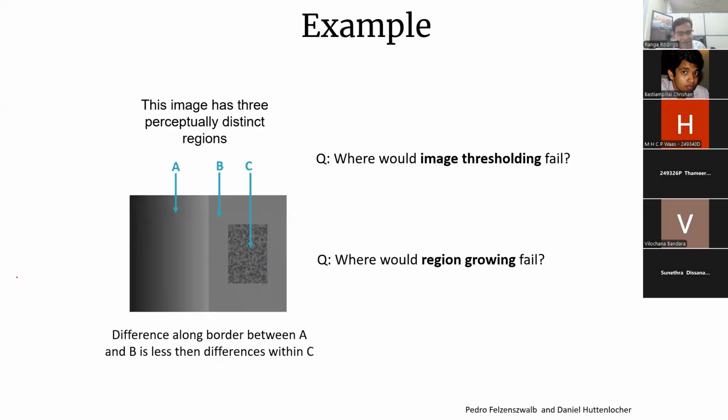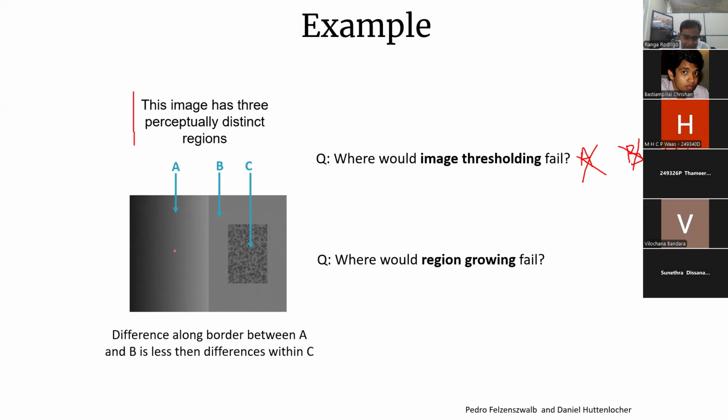We'll do a brief problem and see. This image has three perceptually distinct regions: region A, B, and C. Where would image thresholding fail? Will it be able to segment out region A? No, right? Region A is not possible because it has shading. Region B, no, because similar colors are there in region C also. B also cannot be segmented. Region C, not possible because it cannot be defined by a single color.